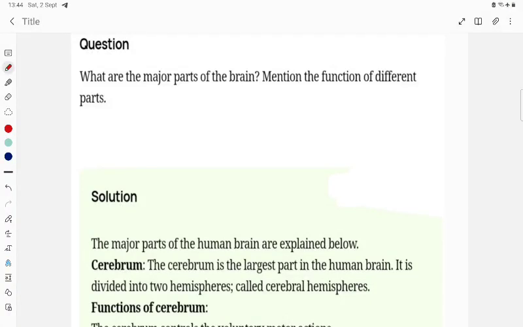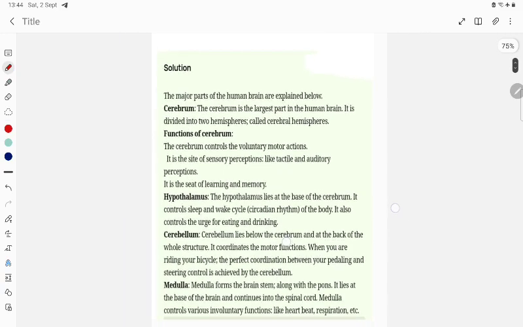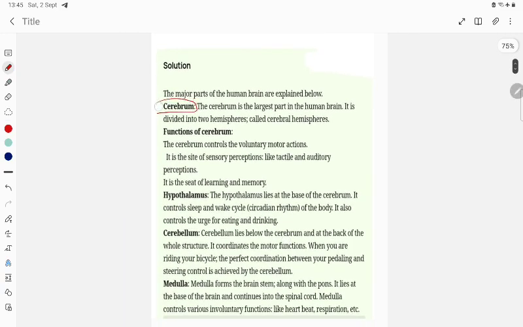Hello student, let's try to understand a problem. What are the major parts of the brain? Mention the function of the different parts. So if you talk about the main parts, the first one is the cerebrum of the forebrain, then the hypothalamus, the cerebellum of the hindbrain, and the medulla.